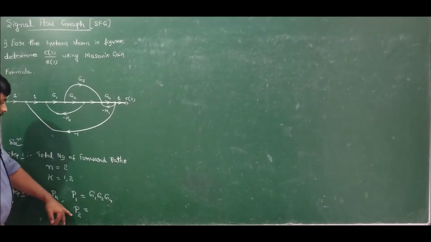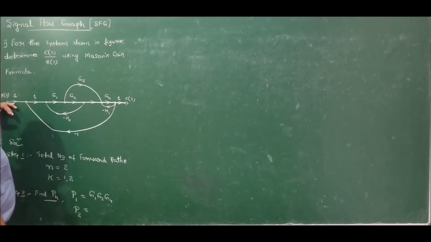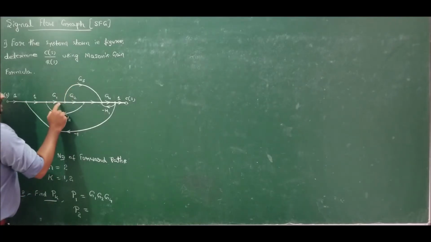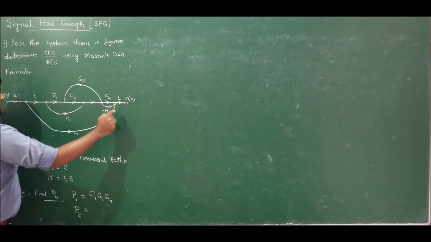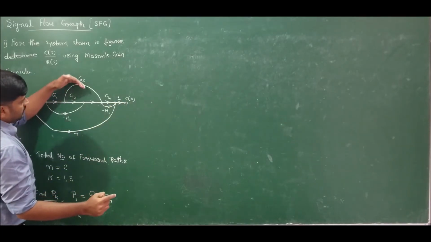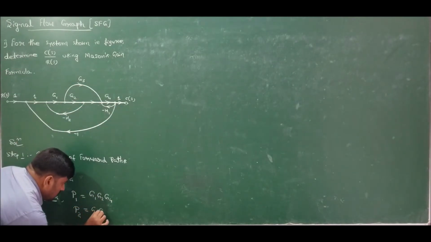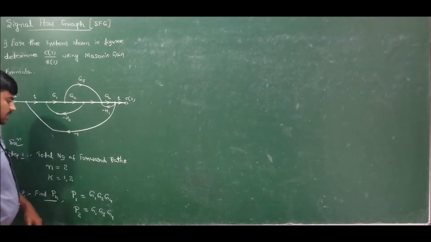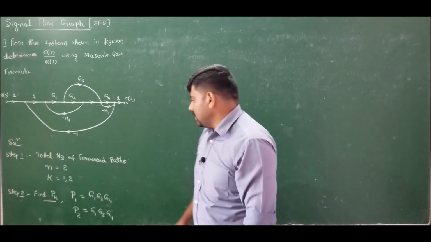Now what is the path gain of forward path 2? That is 1 into 1 is 1, 1 into G1 is G1. Next I should go like this, G1 into G3 into G4, then I will reach the destination. So the path gain is G1 G3 G4. So these are the 2 forward paths and their path gains. This completes step 2.